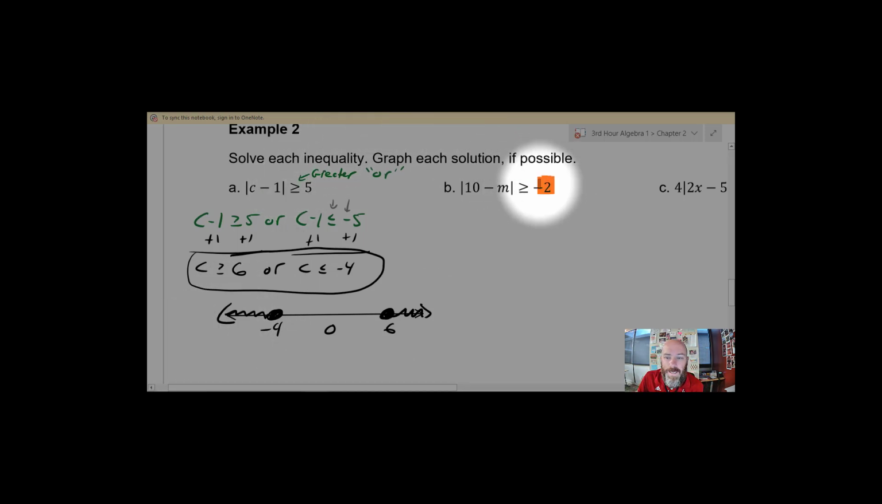Part B, whoa, I see a negative. Oh, that means I have to hold on and wait a second. Absolute value represents positive numbers. So in this situation, what positive numbers are greater than a negative 2? So on a number line, what positive numbers are greater than negative 2? It's all of them. Oh, so this is all real numbers.